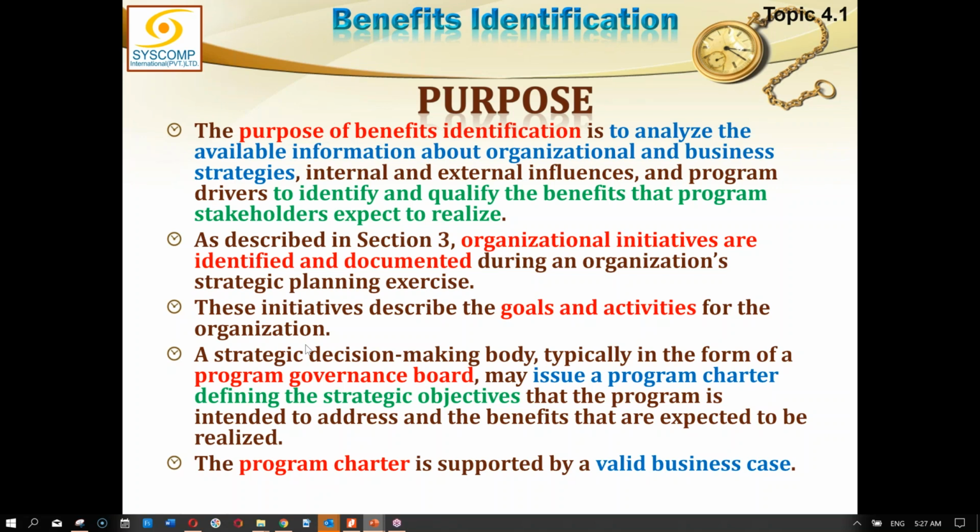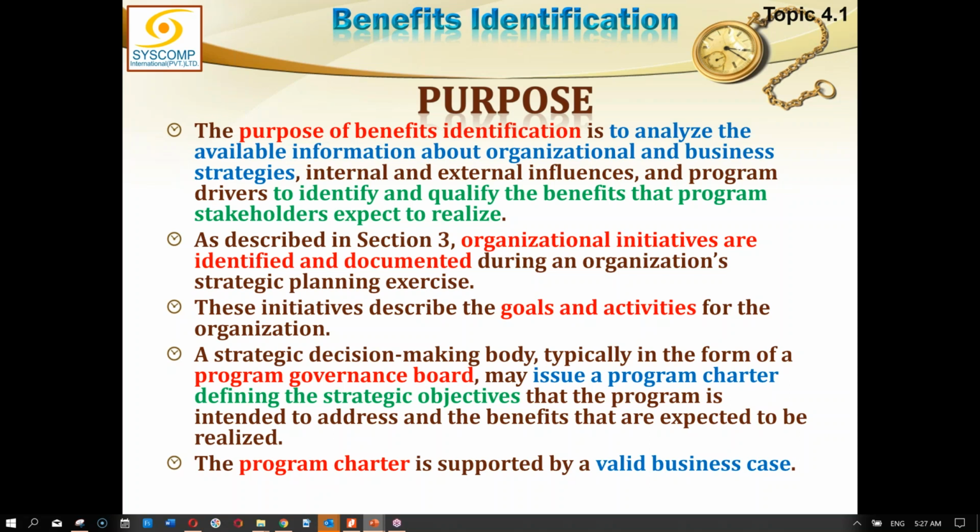So as we have already studied in the previous section, that was about the strategic alignment. Organizational initiatives are identified and documented during an organization's strategic planning exercise. So, what are the organizational initiatives? Organizational initiatives are operations, they could be programs, they could be projects, and portfolio has a responsibility of tying them together and prioritizing them and selecting them and all that. So that defines the strategic alignment.